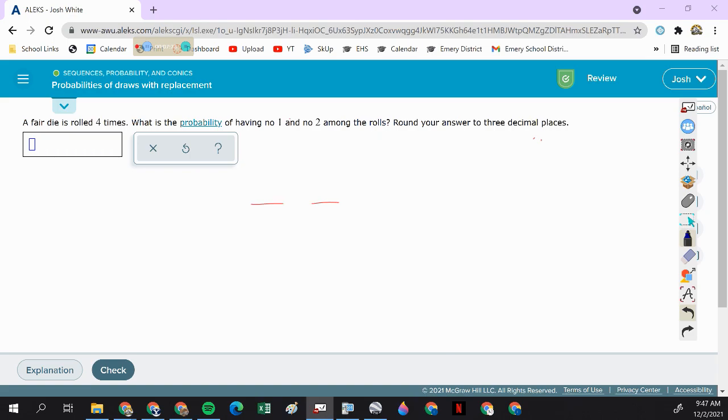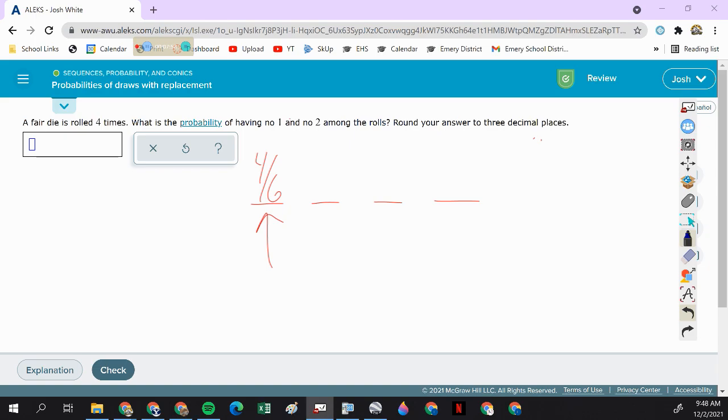So we're going to roll 4 times. What is the chance of getting no 1 or no 2? 1/3 or not 1/3. It's actually 2/3, because it would be 4 out of 6. How many ways are there to not get a 1 or a 2? You would get a 3, a 4, a 5, or a 6. So it'd be 4 out of 6, which simplifies to be 2/3.